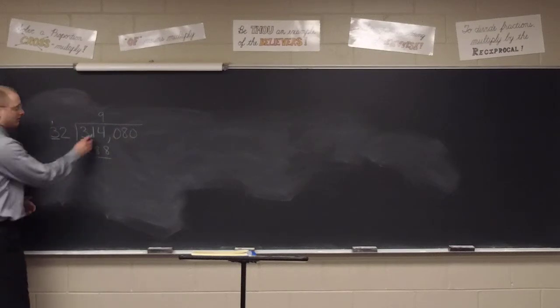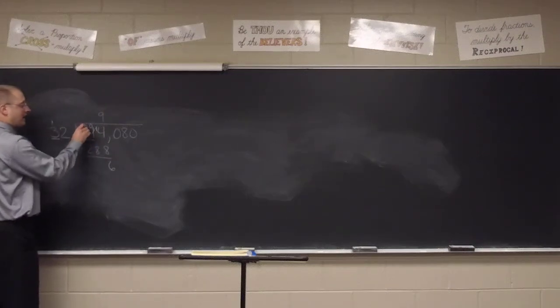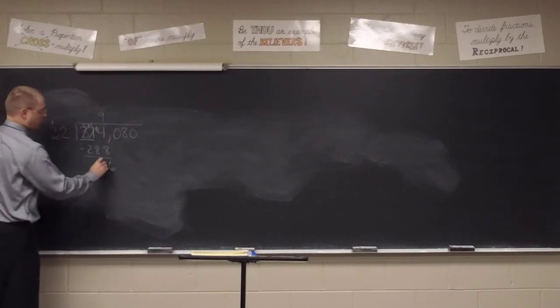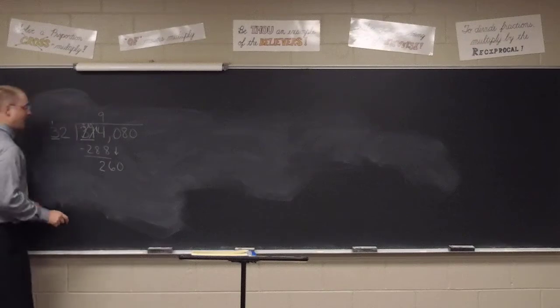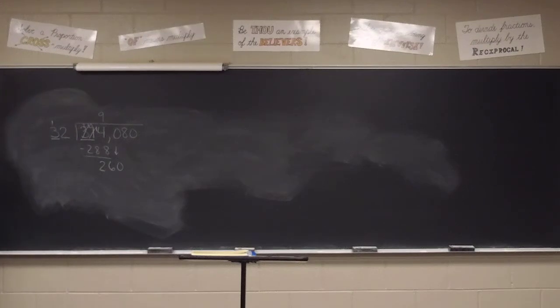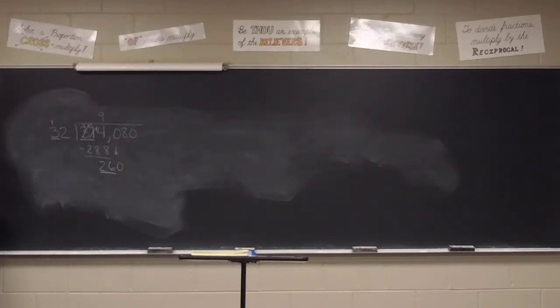And then we subtract. Borrow, make this a 0, make that a 4. 4 or 10. 14 minus 8. 6. And borrow again, 10 minus 8. 2. And of course 2 minus 2 is 0. We bring down the 0. Then we ask ourselves, how many times does 3 go into 26? Because I don't know my 3 times table, or my 32 times tables, but I know that 3 goes into 26 8 times.